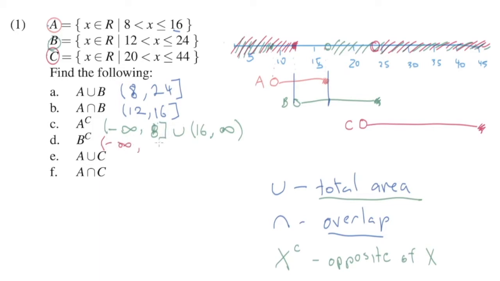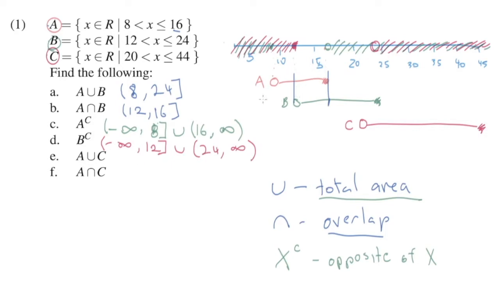One day I'll get good at drawing those infinity signs. Okay, it goes all the way up until the left boundary of B, which is 12, including 12, union, starting at 24 and going all the way to positive infinity. Okay, great.